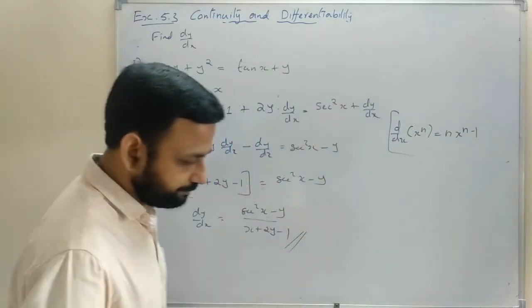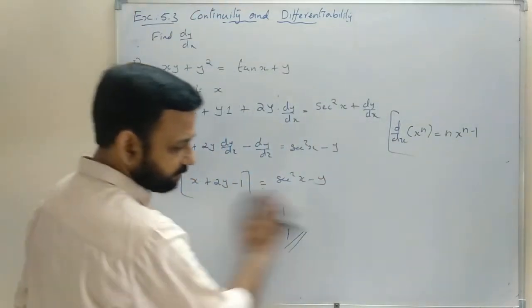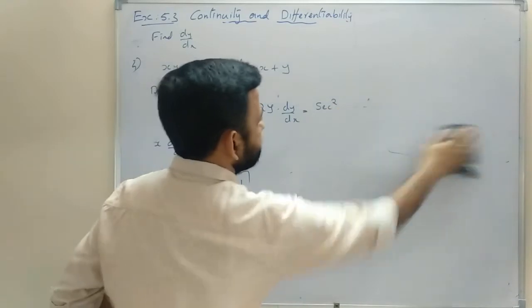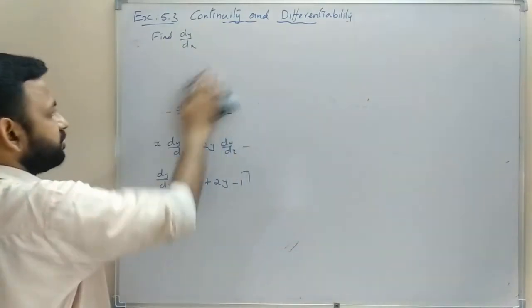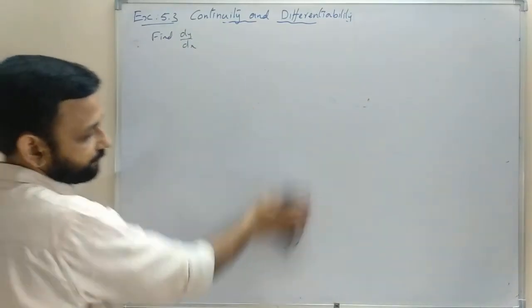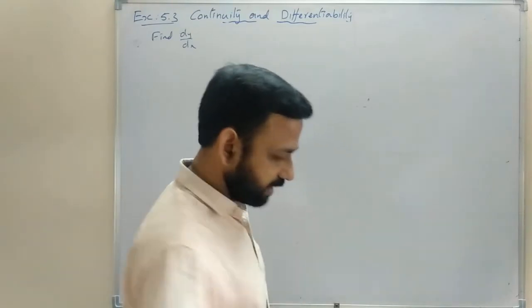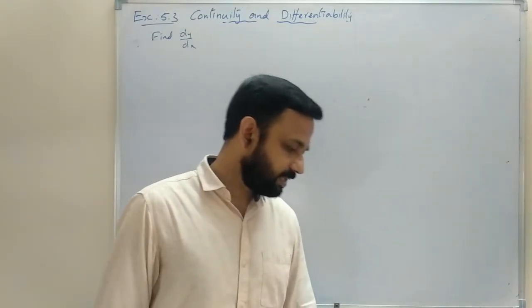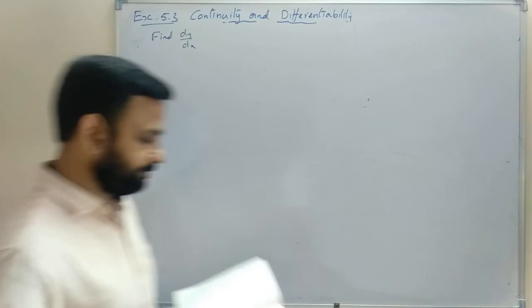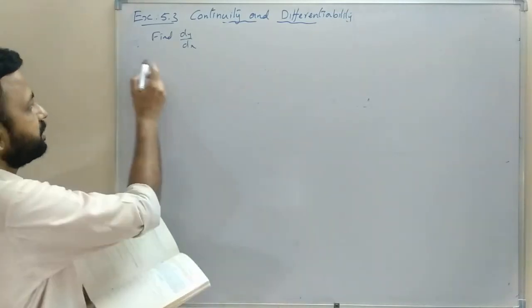Now we will do question number 7. The rest of the questions we can do. Questions number 5 and 6, those two sums are very simple. The 7th question we will do. Question number 7.